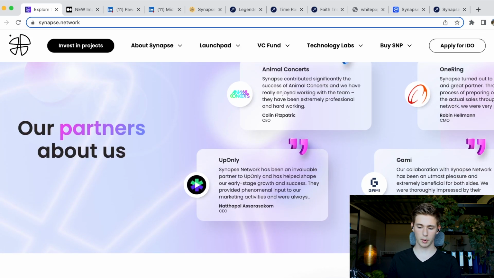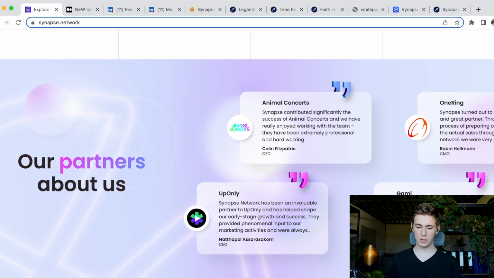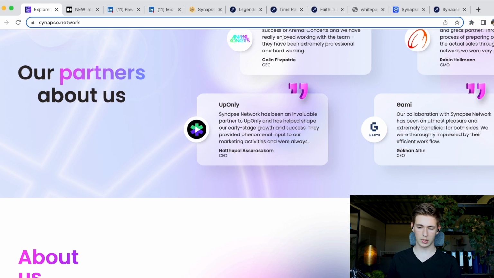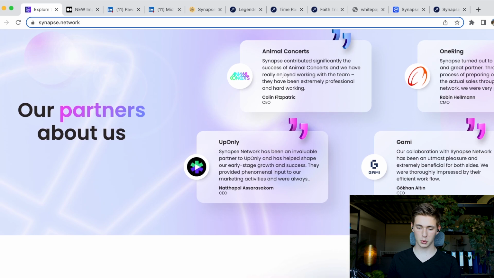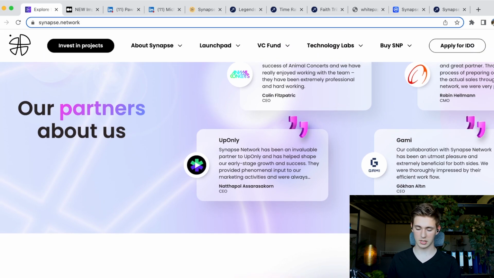They do have some more partner reviews over here: Gamey, One Ring, Animal Concert, and Up Only. Up Only says, Synapse Network has been an invaluable partner to Up Only and has helped shape an early stage growth and success. They provided phenomenal input to our marketing activities and were always, so yeah, blah, blah, blah. No more over there. And these were all the CEOs except for here, this is the CMO.